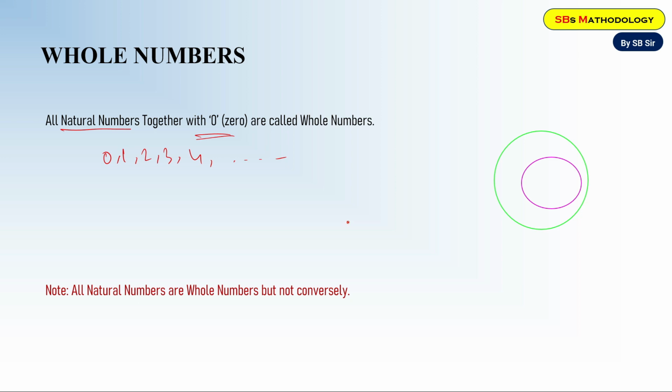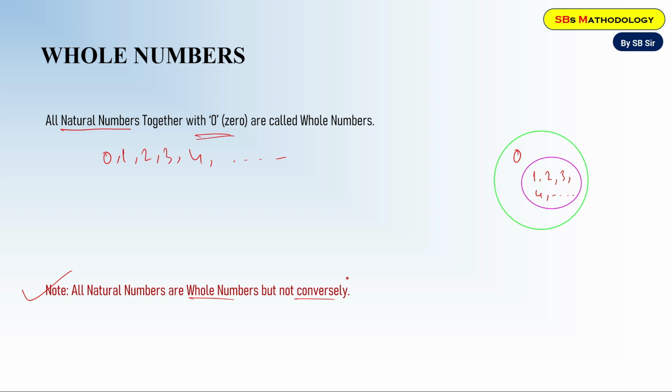So we can easily understand that in whole numbers there is an additional number, which is 0, which is not included in the natural numbers, and we know that the natural numbers include 1, 2, 3, 4 and so on. In the diagram, the green circle denotes the whole numbers, and the pink circle denotes the natural numbers. So in natural numbers there is no 0, and in whole numbers 0 is included. So we can say that all natural numbers are whole numbers, but not conversely, because whole numbers contain an extra number, 0, which is not included in the natural numbers. That's why we can say that the natural numbers are a subset of the whole numbers.